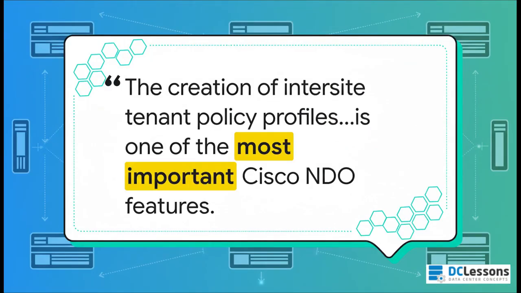The source material flat out says this is one of the most important features. This whole idea of creating an inter-site tenant policy profile, which is just a fancy way of saying a container for all the networking stuff like VRFs, bridge domains, and EPGs for a specific app, and being able to stretch that across your entire infrastructure, that's the core value right there.